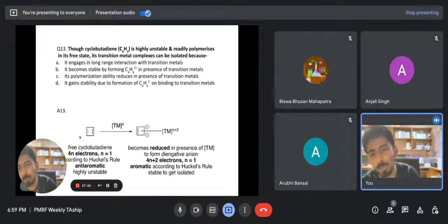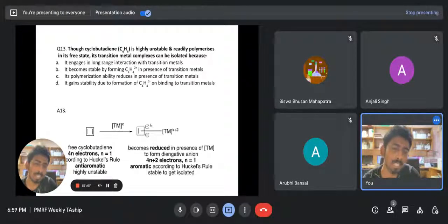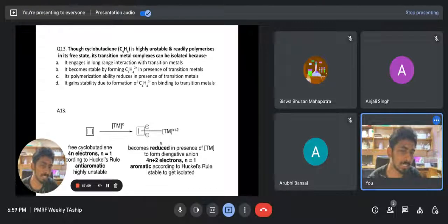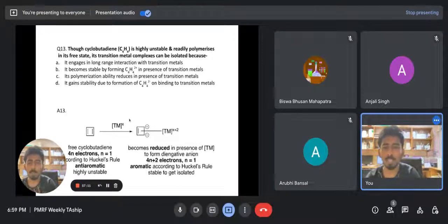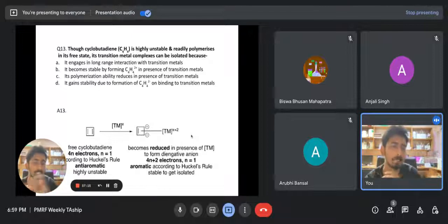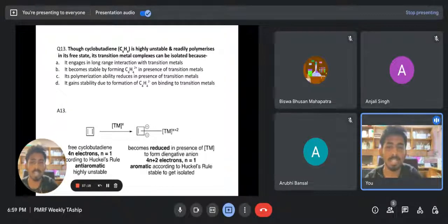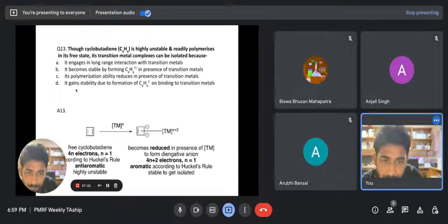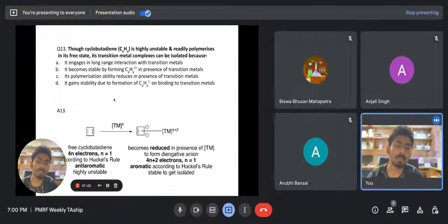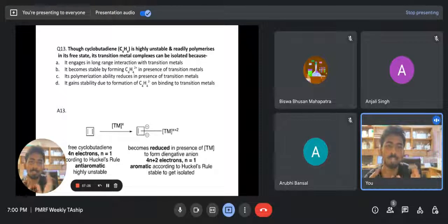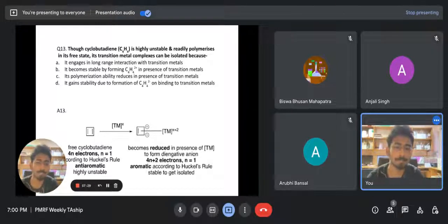So from anti-aromatic character, in presence of metal, it goes to aromatic character. That's why though cyclobutadiene is quite unstable, its complexes with transition metal atoms are quite stable in nature. That's why their complexes can be isolated. So the correct option is option D, that is, it gains stability due to the formation of C4H4 2 minus on binding to the transition metal atoms.